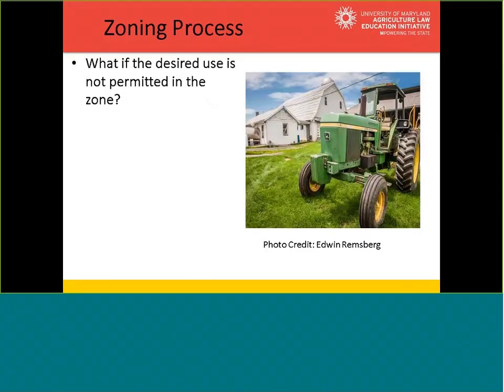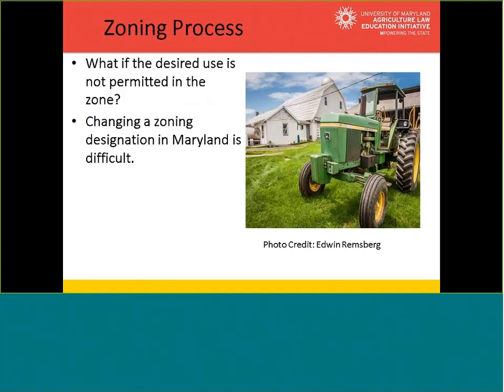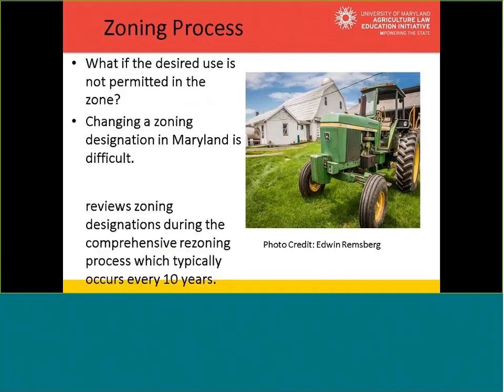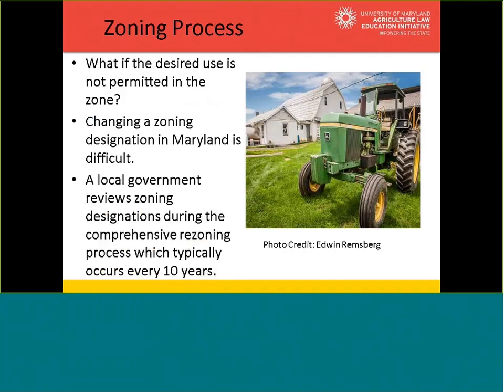What if the desired use is not permitted in the zone? Changing a zoning designation in Maryland is difficult. Local governments review zoning designations during the comprehensive rezoning process, but that only typically occurs about once every 10 years.